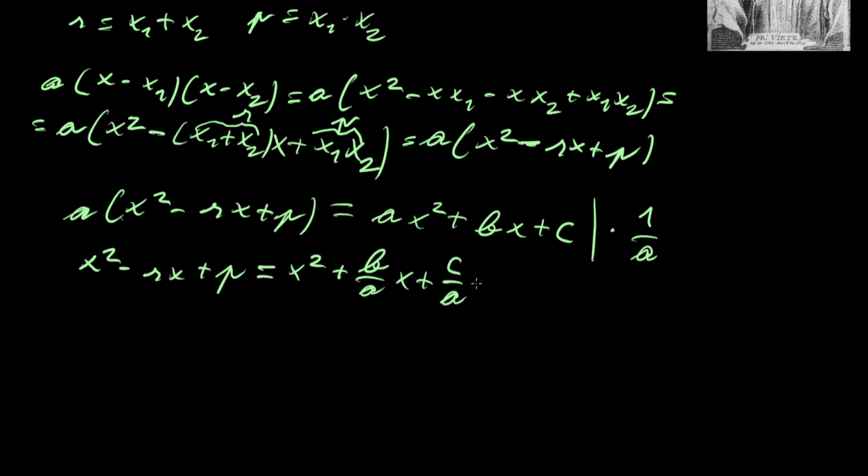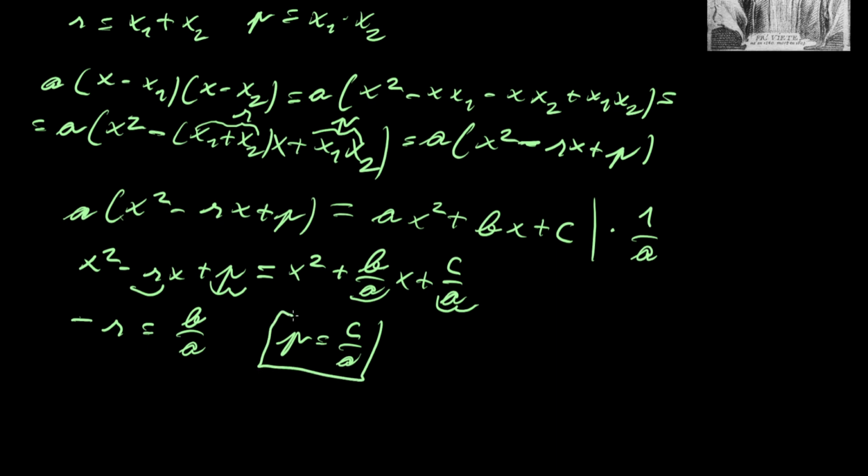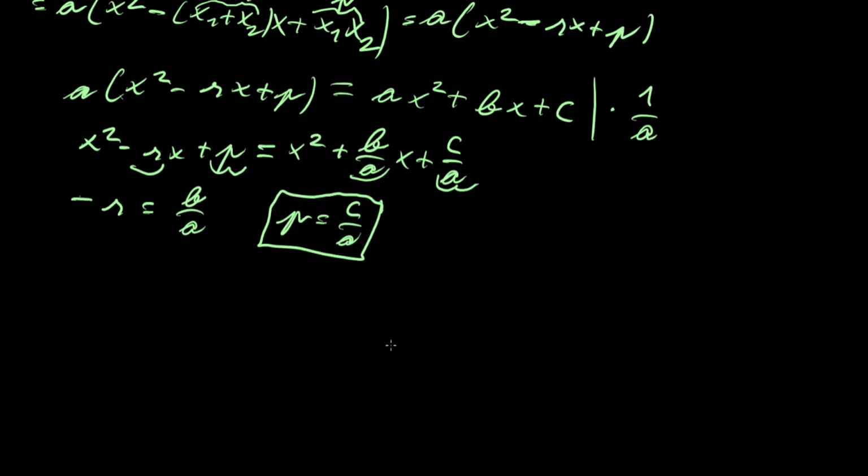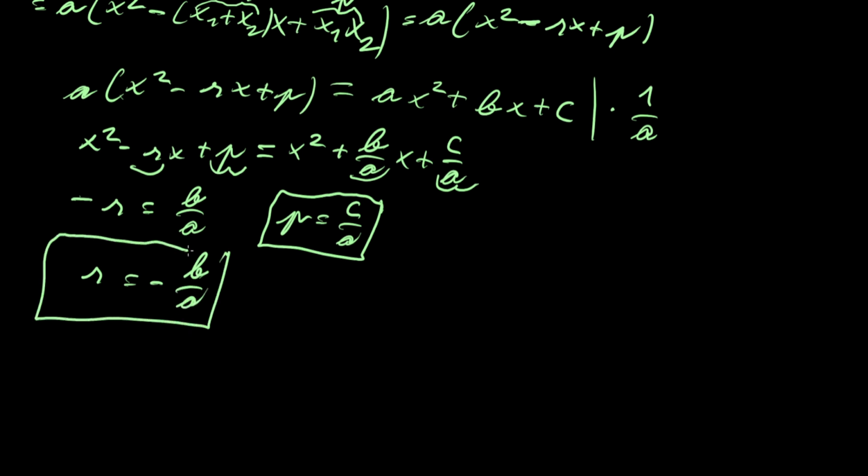So now, what do we see? We see that for this to be equal, this coefficient has to be equal to this coefficient, and this has to be equal to this. So we can write it up like negative S is equal to b over a, and P is equal to c over a. Well, we just got the formula for P. Now let's get it for S. This is simply going to be, if we multiply both sides by -1, S equals negative b over a. So now we got both formulas.